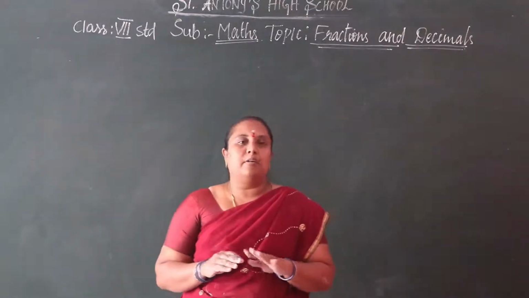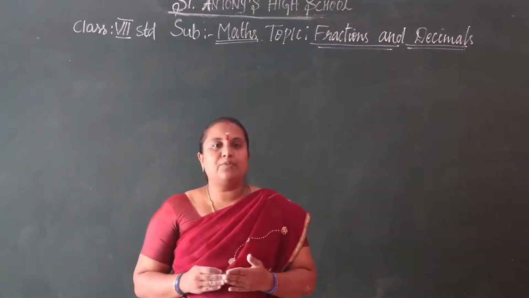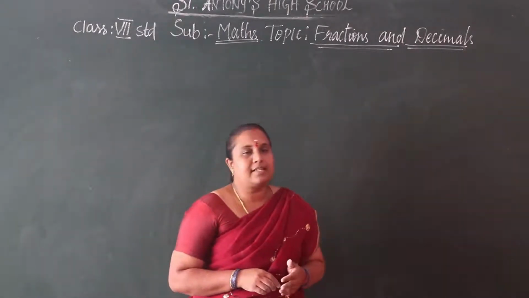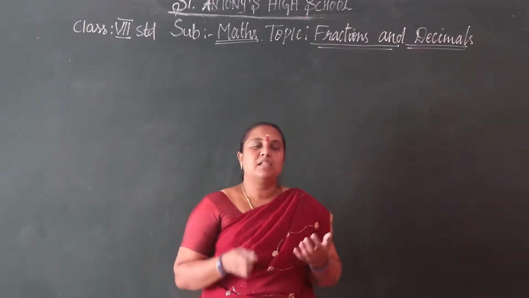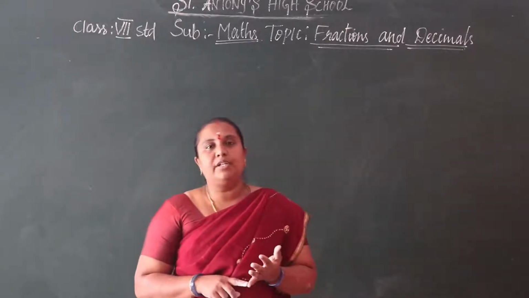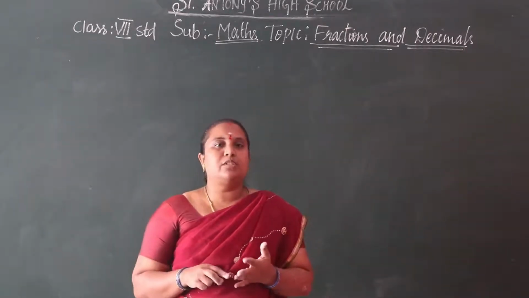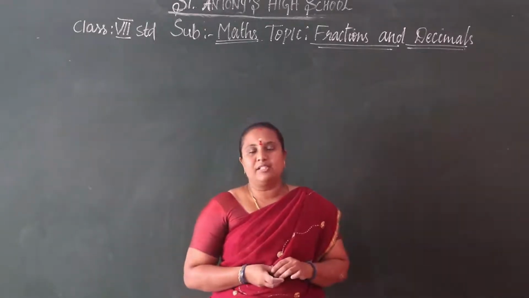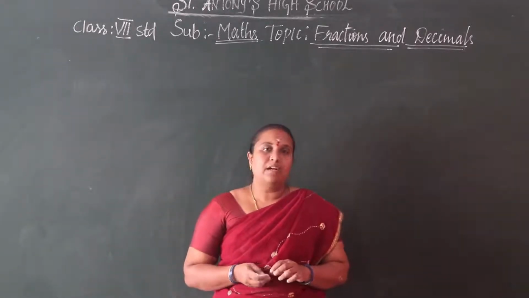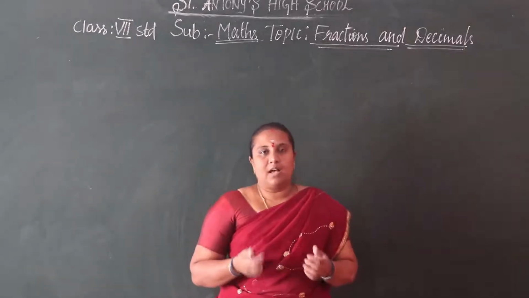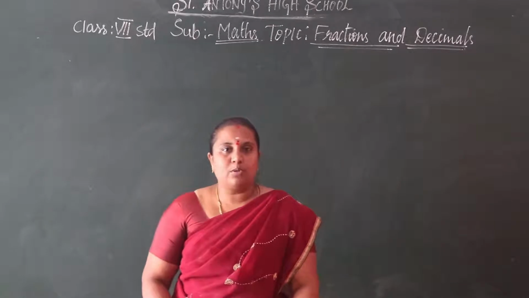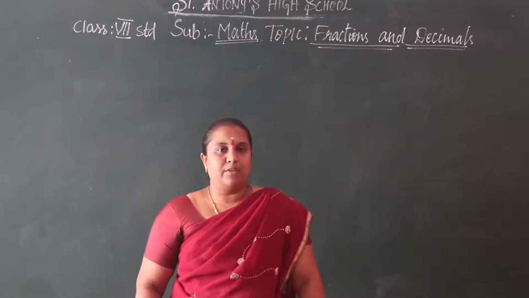So in these fractions we have a quotient in decimal form. That is, when the numerator is less than the denominator, or the numerator is not exactly divided by the denominator, in these conditions we have a decimal as a quotient. In a quotient we are getting a decimal form.